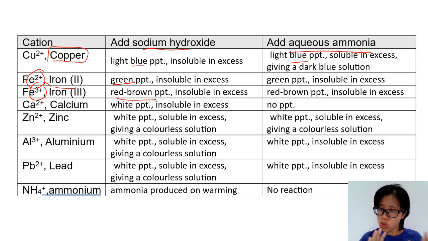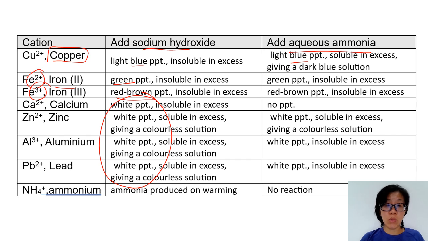So the soluble or insoluble in excess we'll leave for later. But for now, remember it by colors first. Copper, blue; iron 2, green; iron 3, reddish brown. Calcium, zinc, aluminium, lead, they are all white colors. Okay, then now you'll be asking, if all of them are white, how are we going to differentiate? So there are some quite obvious differences.